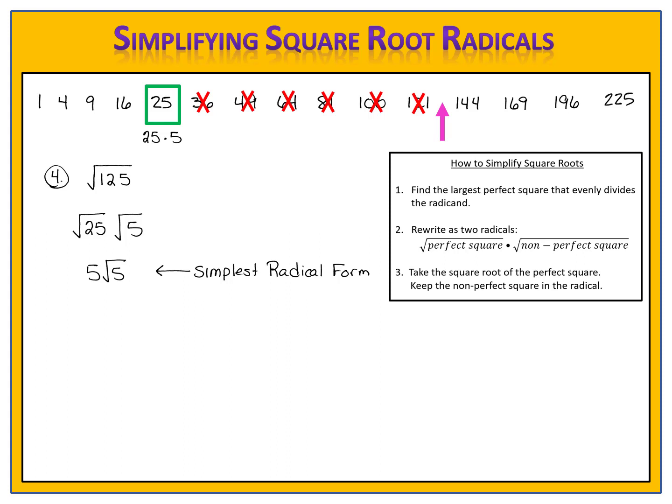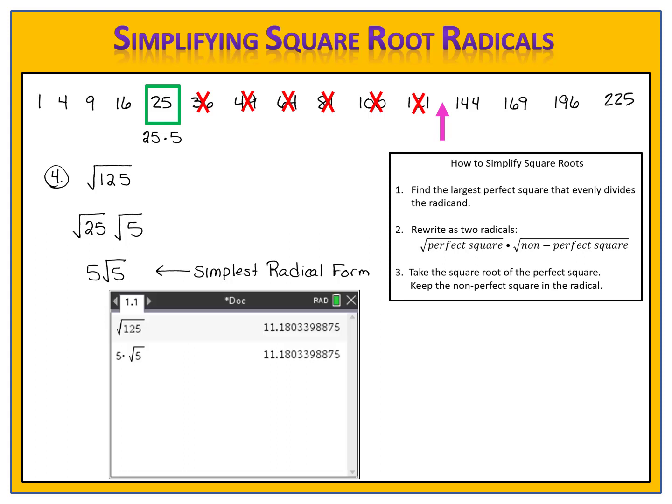Again, we can verify that these expressions are equivalent by typing them into our calculator. If we get the same decimal approximation, we know that we have equivalent expressions.